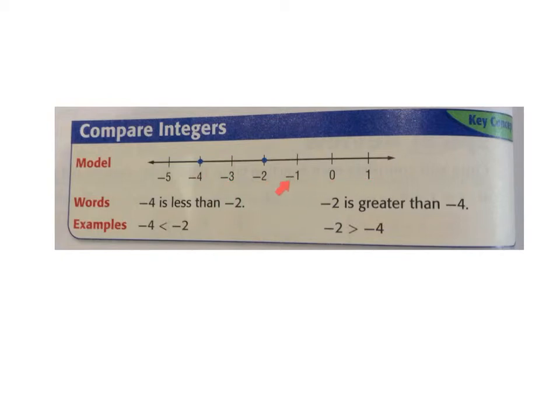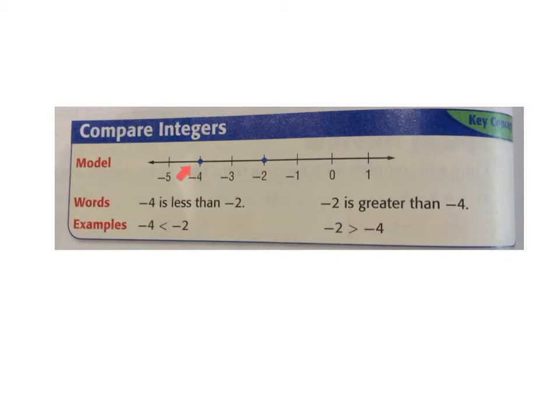And so on this number line, you can just see that as numbers move to the left, they actually get smaller, and when you move to the right, the numbers are getting bigger. So this number line stops at 1, but if it continued, it'd be 2, 3, 4, 5. So those numbers are getting larger as we move to the right, getting smaller as we move to the left.